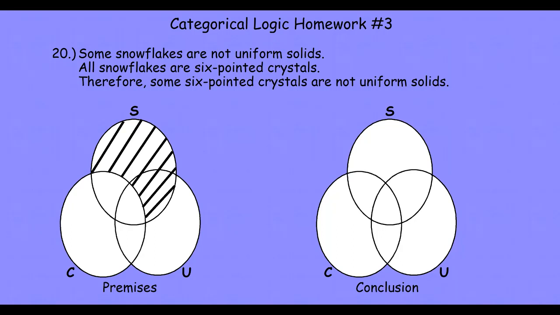Now we go to our particular premise. That's our major premise, the first premise. Some snowflakes are not uniform solids. We read that "some" as there's at least one thing. It is a snowflake. It's in that S circle. It is not a uniform solid. It is outside of that U circle. So there is an X. It's in S. It is not in U.